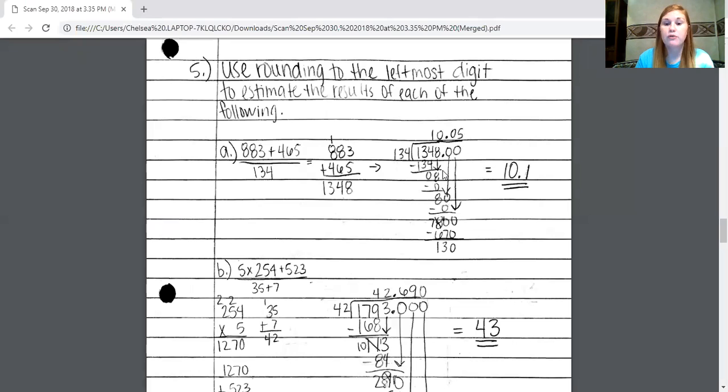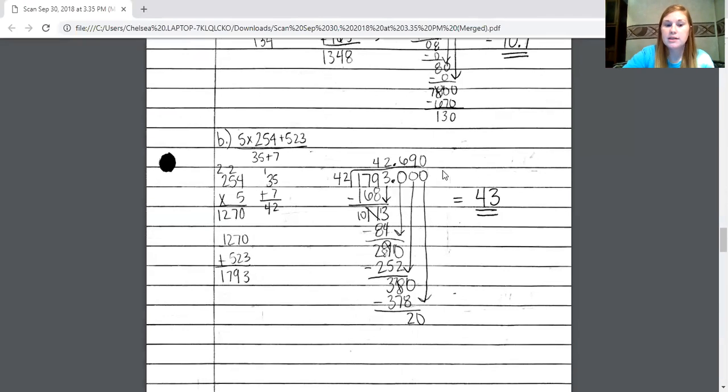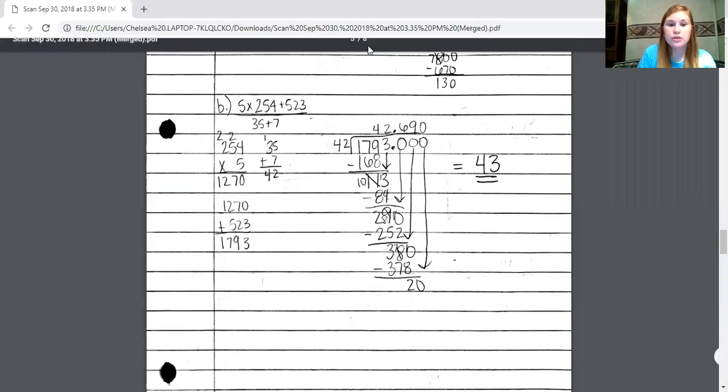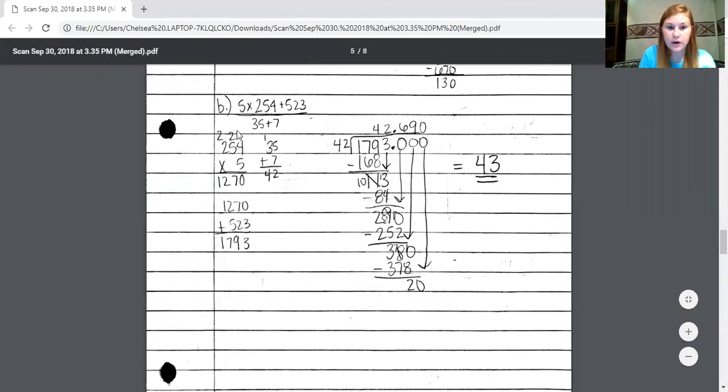So because it's 5, we round up, it's 10.0. It's the same thing for all of them. What you do is you just kind of solve this here first. So you're going to do your 5 times 254 and then add the 523 to that. And that's going to go in your division problem here on the bottom, on the inside, and you add the 35 plus 7. Work it the same way.